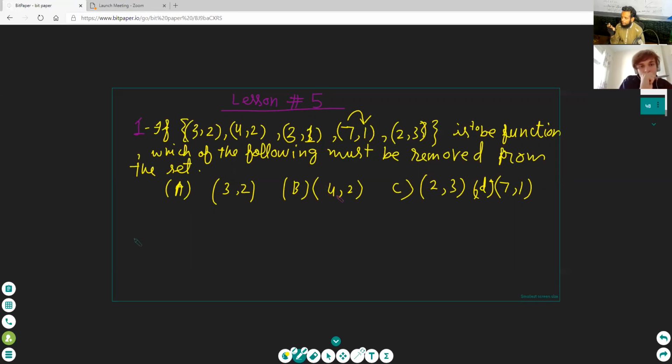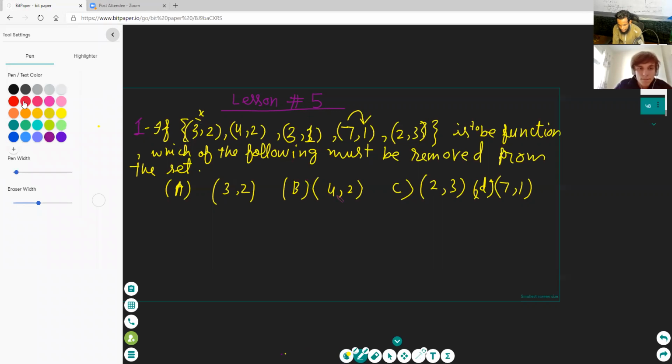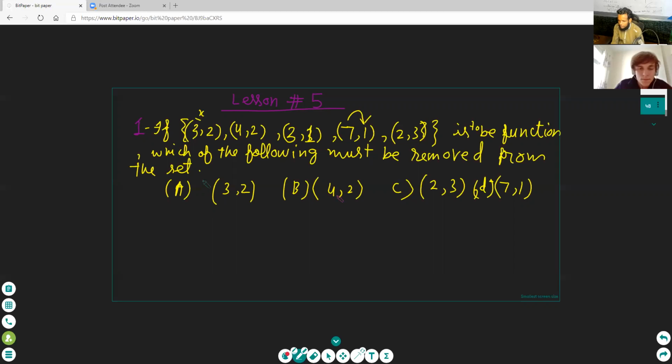Or you can understand it this way: for one value of x, there are two values of y. For one value of x, there will be two values. Or a simple concept for ordered pairs, it is also according to the definition: if the first values are repeated, then this will not be a function. In a function, the first values of ordered pairs will not be repeated.